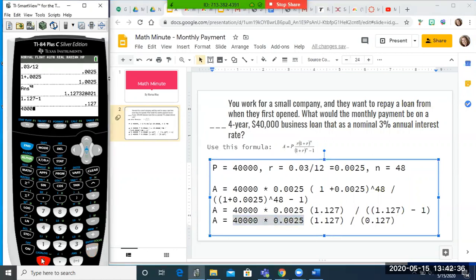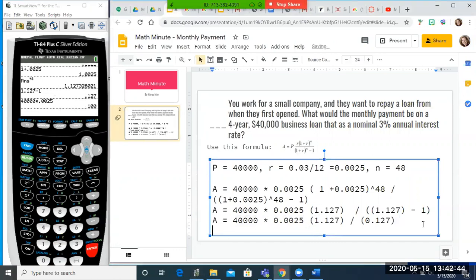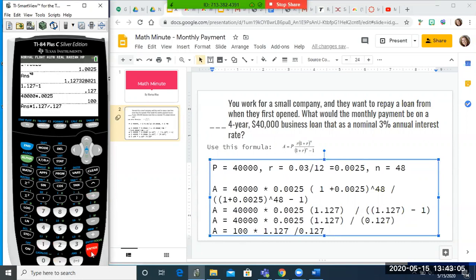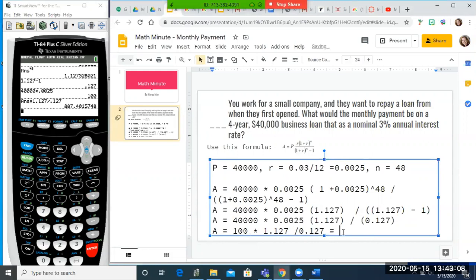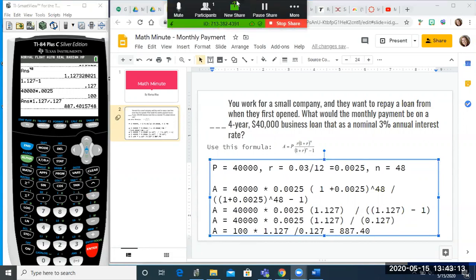So let's do the 40,000 times my 0.0025, and you've got 100. That's nice. So I've got 100, and then I've got times 1.127, and then divide by 0.127. So I'm going to go ahead and multiply that 1.127, and then I'm going to divide by the 0.127. And you may need to do that in 2 steps. For those of you who may be working on a scientific calculator, you would do that as well. So I hope this helps.